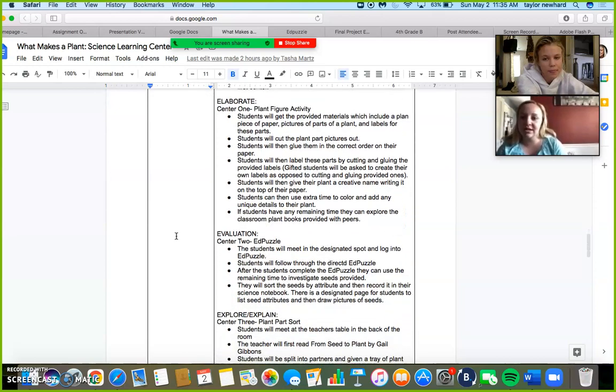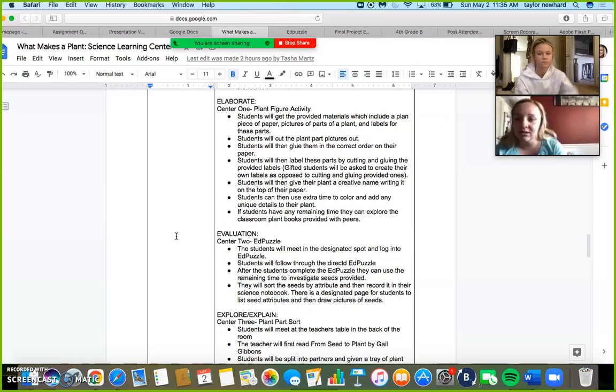So center 1 is the plant figure activity. This focuses heavily on the elaborate. Students will get the materials, cut the plants apart, glue them in the correct order, and then label the parts by cutting and gluing the labels that are provided, except for the gifted students. That group will be making their own labels.